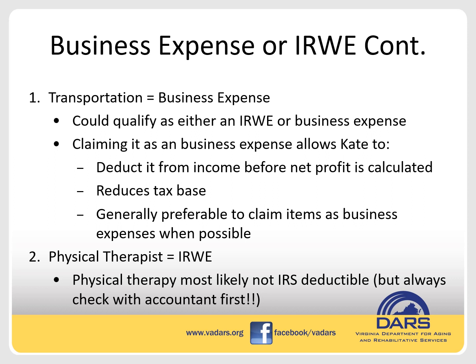It also could be used as a deduction on her taxes, which reduces her tax liability. So generally, it's preferable to claim items as business expenses if they qualify instead of an IRWE wherever possible, because it's going to, number one, reduce her amount of accountable income for SGA purposes, and also, number two, reduce the amount of money that she owes on her taxes if she takes that as a business deduction.